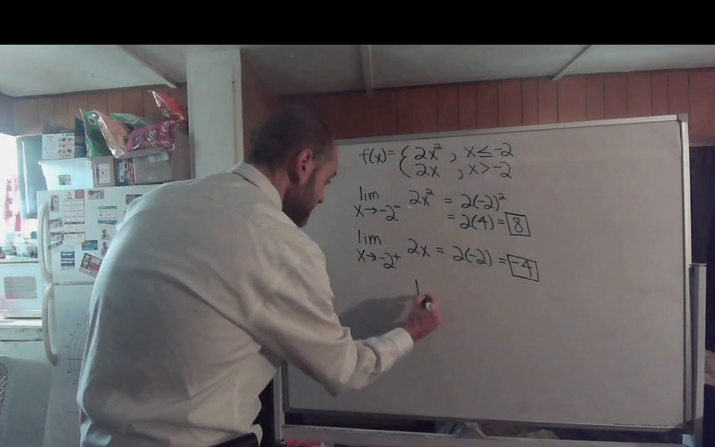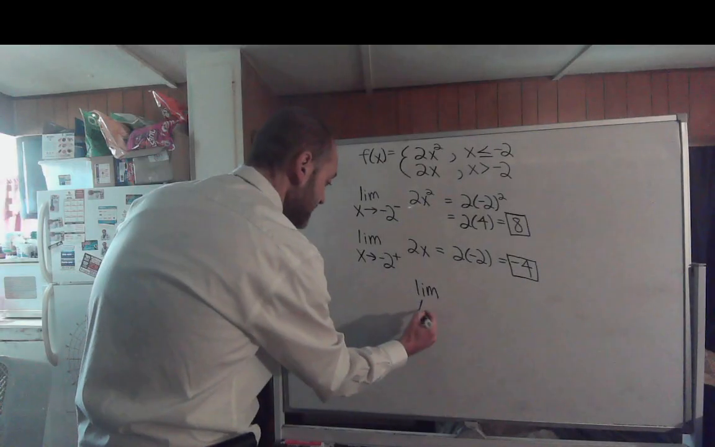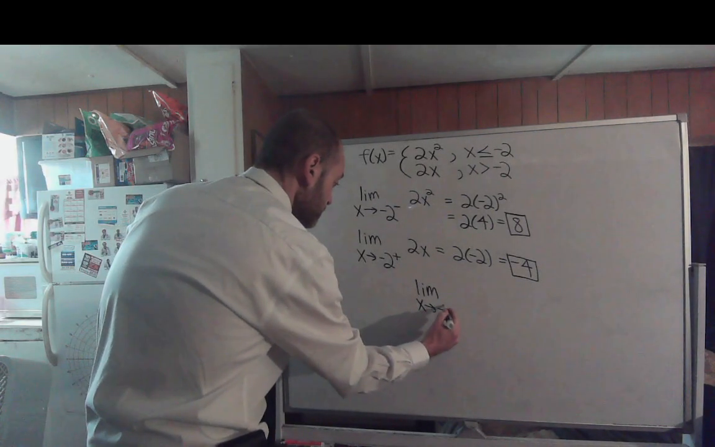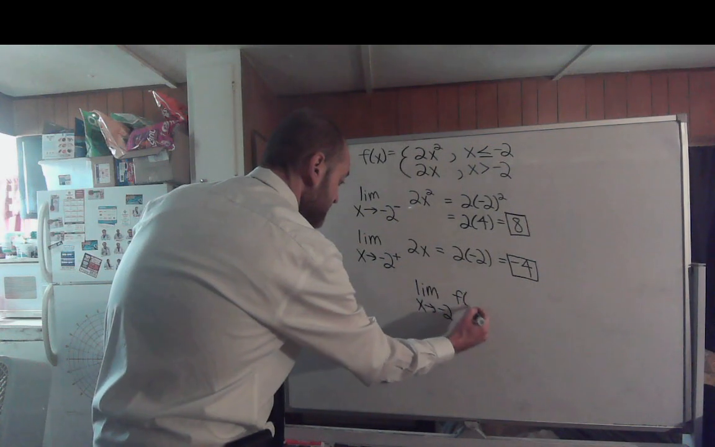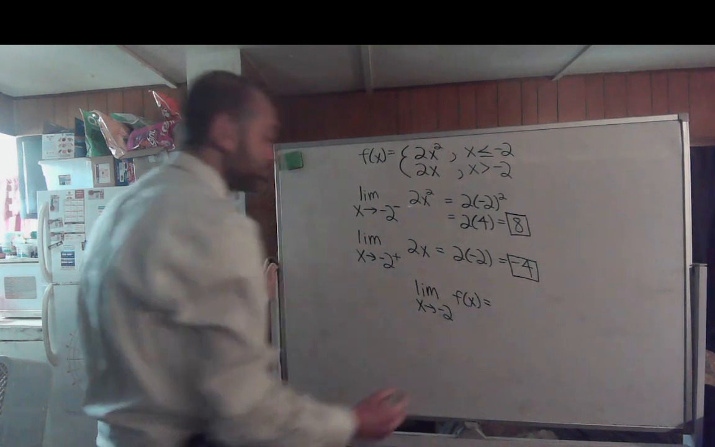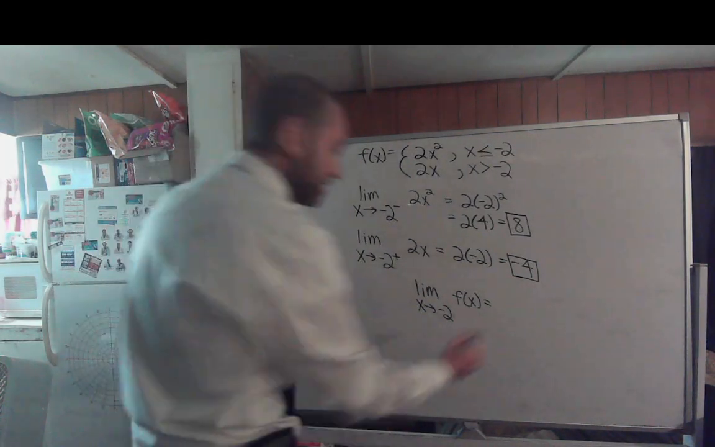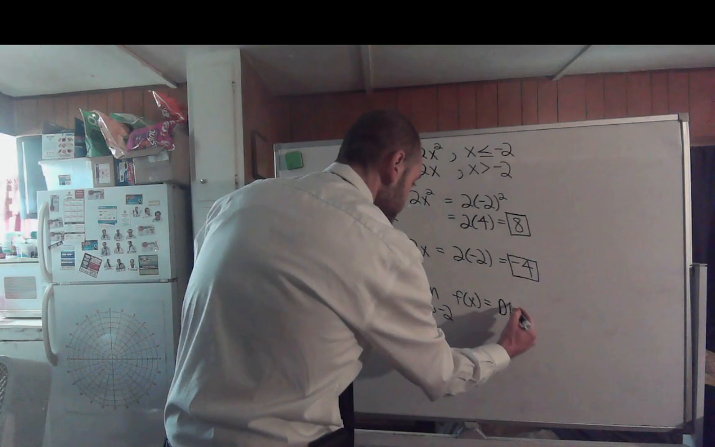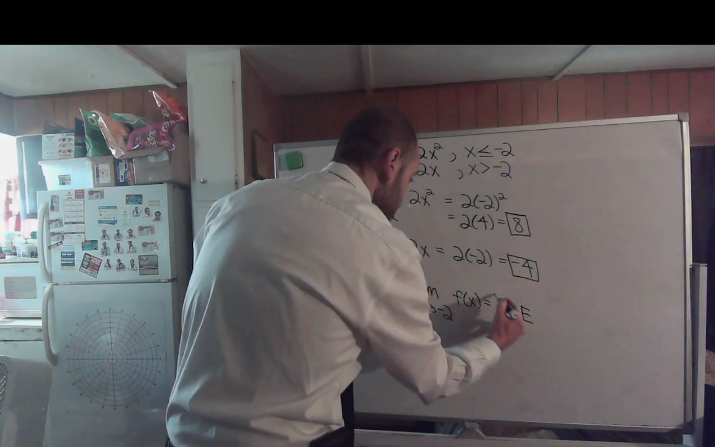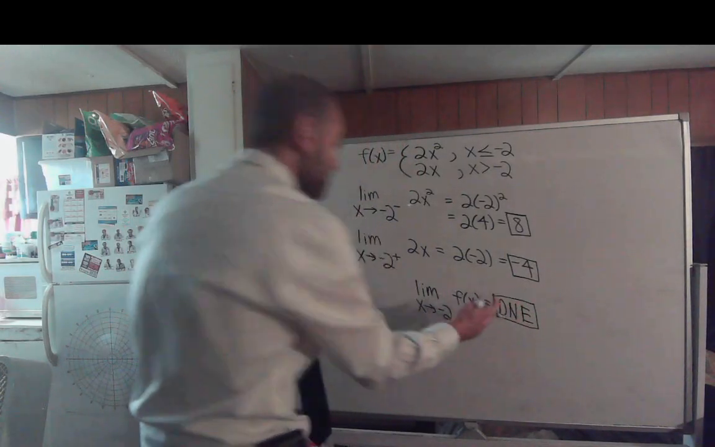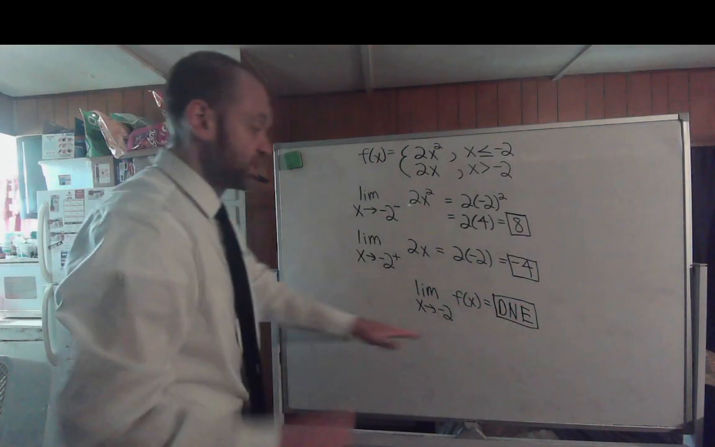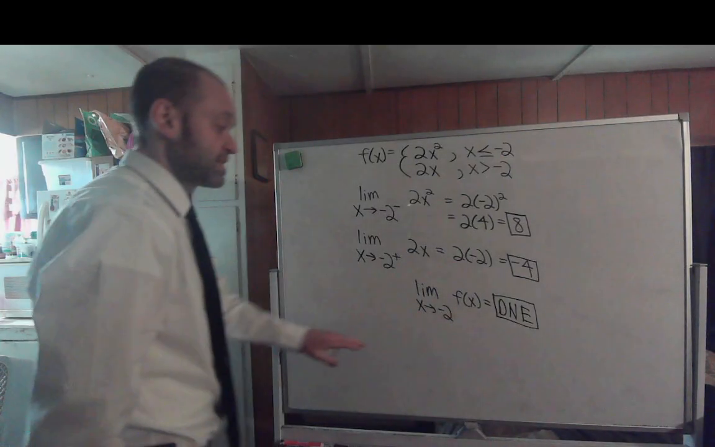Well, let's talk about the general limit then as x approaches negative 2 of this f of x in general. Since the left-handed limit does not equal the right-handed limit, your general limit of this function does not exist. So the general limit as x approaches negative 2 does not exist.